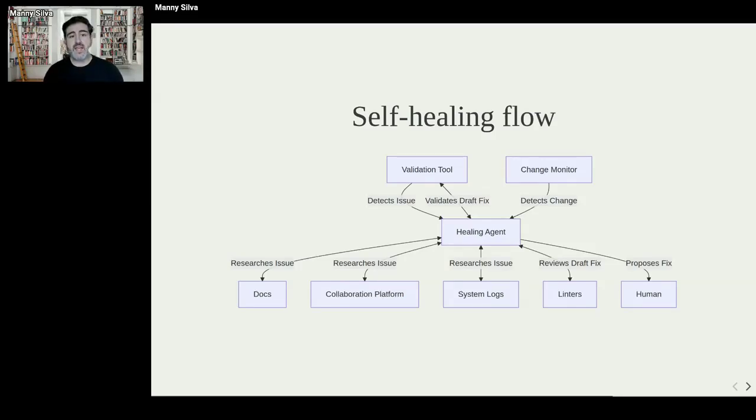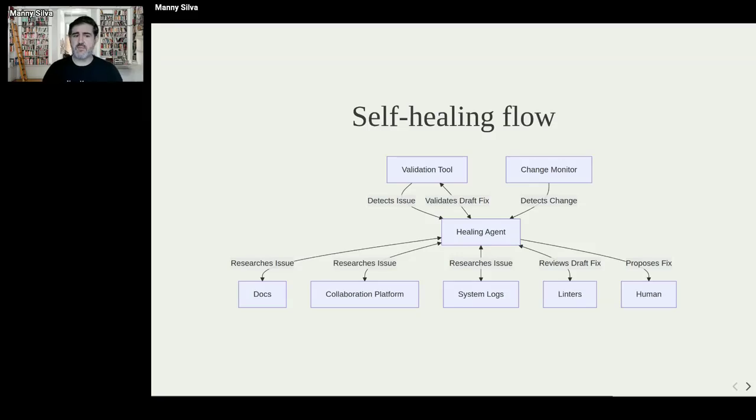The healing agent is able to go and investigate the docs. It's able to go and research issues in your collaboration platform or look at system logs, look at your Git history so that it can identify when a UI string changed, who changed it, why they changed it based on the commit history. And then they can go and try to identify a fix, whether the fix is in the docs, in which case they might try to draft a fix and spin up a PR that you would just have to review and accept.